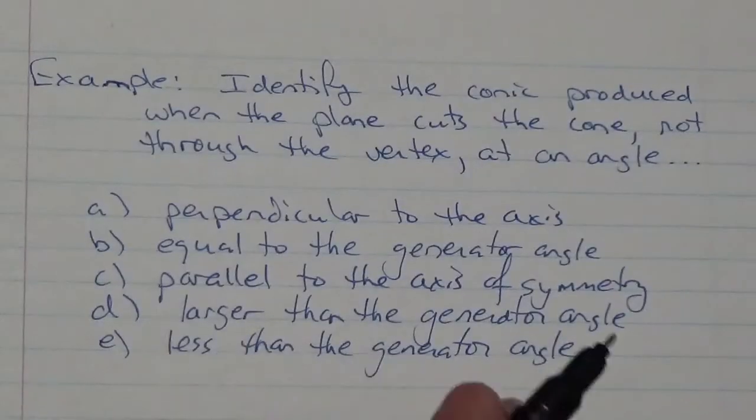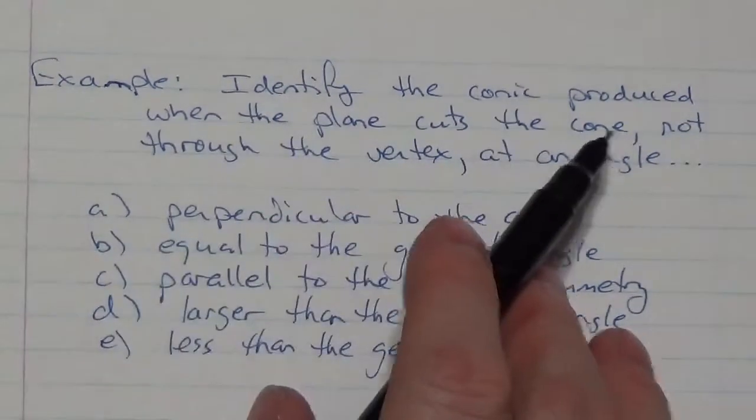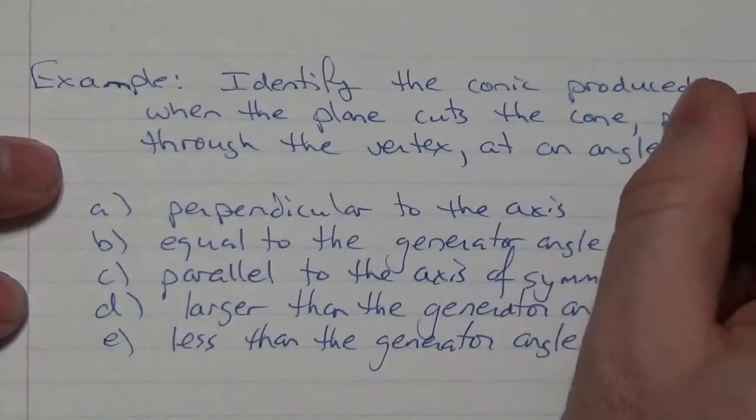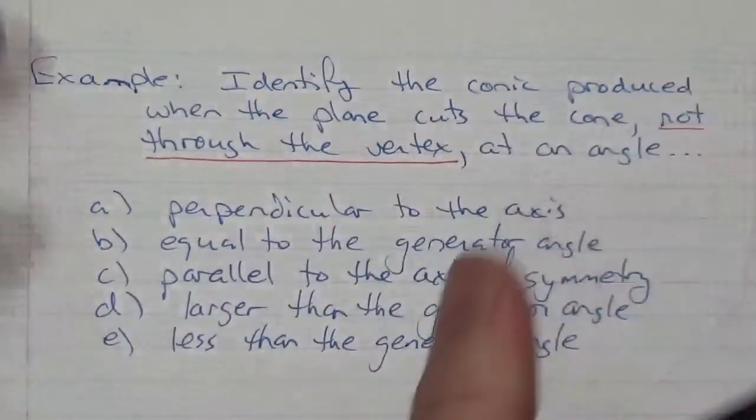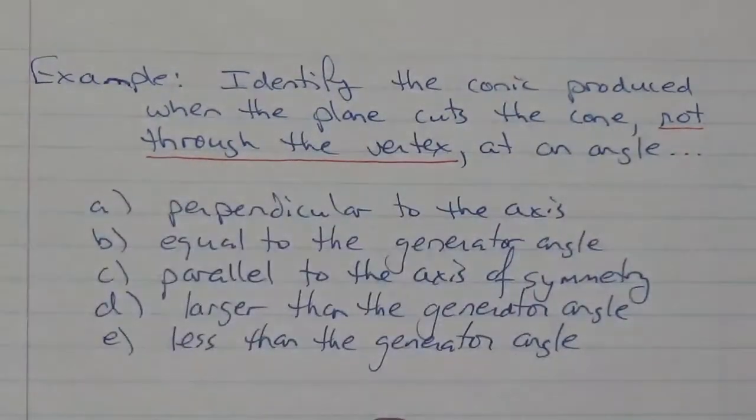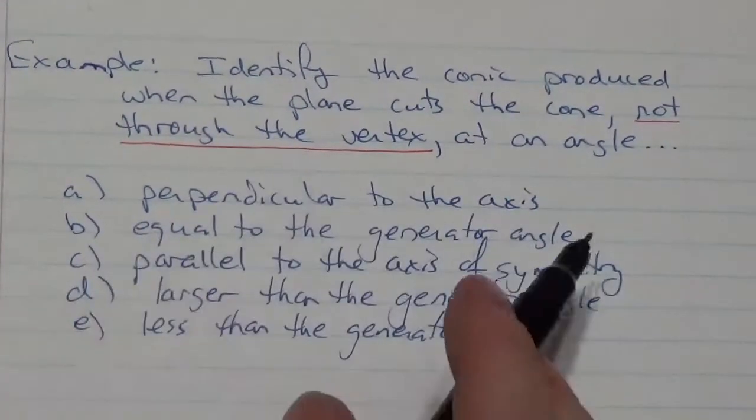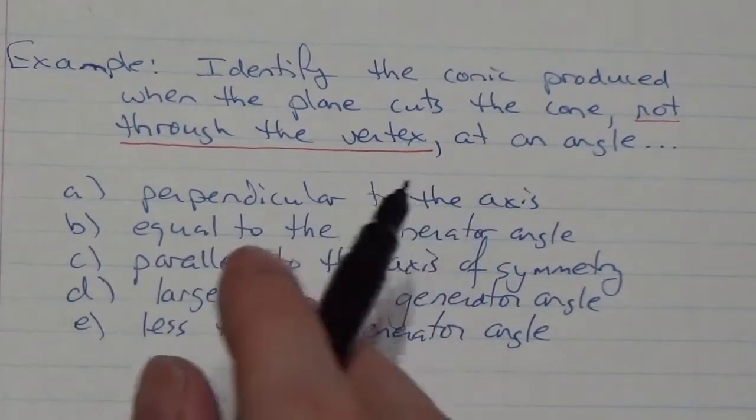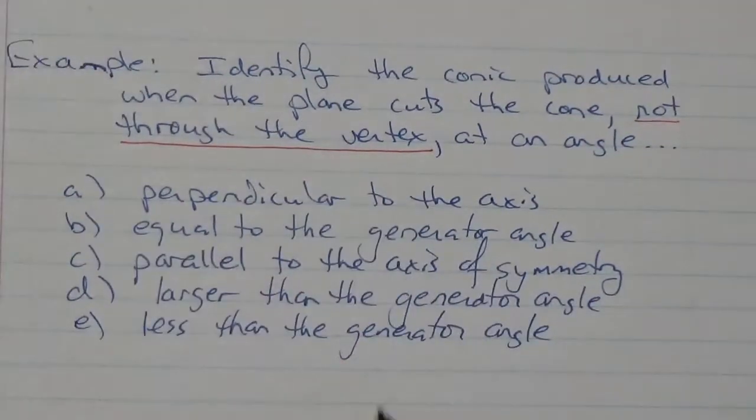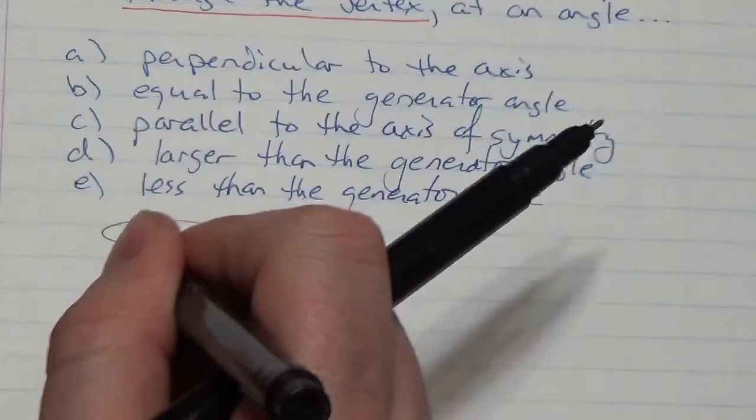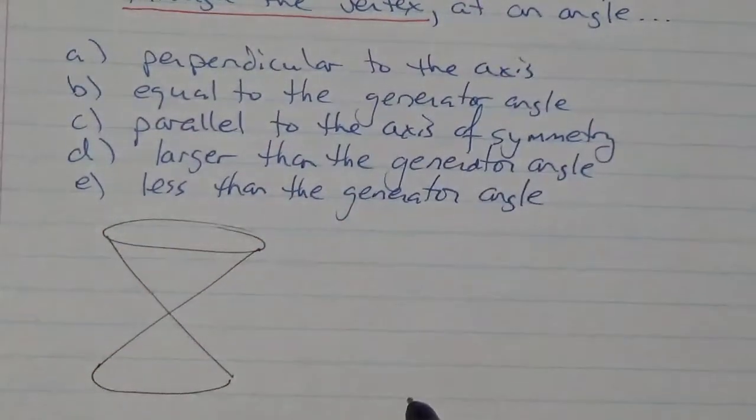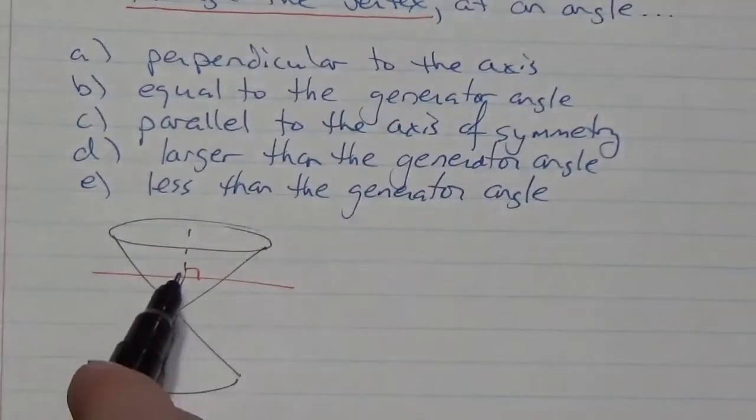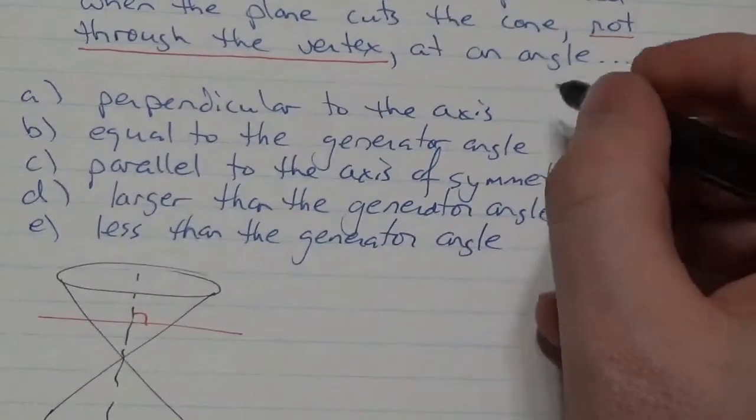Okay, so let's take a look at a few examples here. Our first question says, identify the conic produced when the plane cuts the cone not through the vertex. I'm going to talk about what happens when we go through the vertex in a little bit, but for right now, not through the vertex, at an angle. So if we're hitting the double napped cone perpendicular to the axis, bear in mind what that looks like. Let's draw that out. Here's my axis. As soon as you're going perpendicular to the axis, that's going to create a circle.